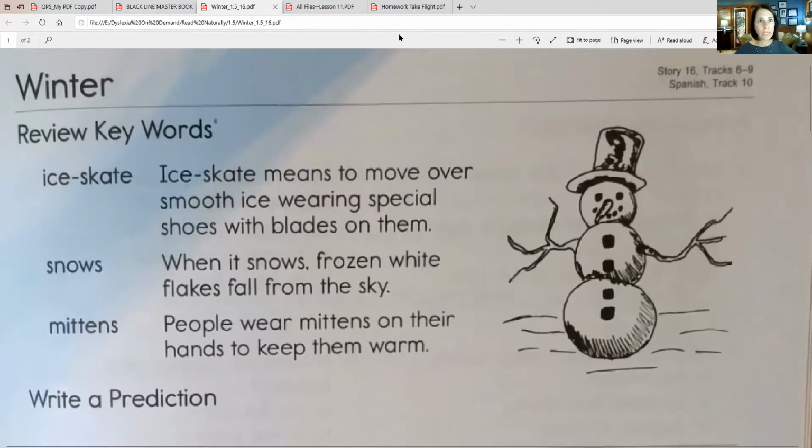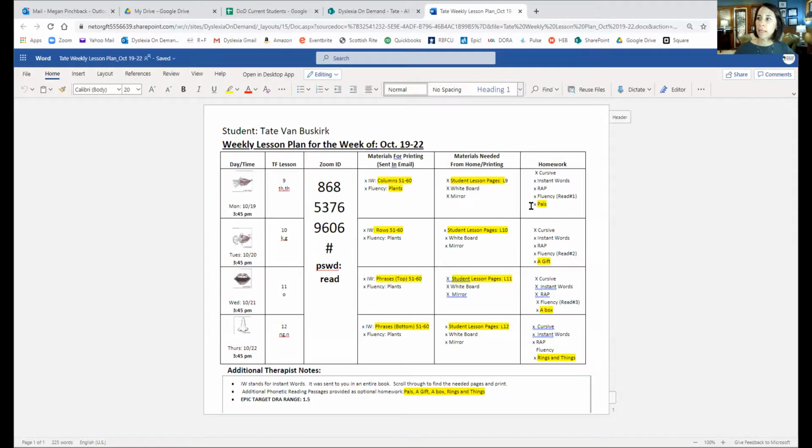And the last little bit to do is I'm going to go ahead and show you on the lesson plan. Notice that there is a yellow highlighted PALS, a gift, a box, rings, and things. These are just supplemental phonetically supported passages that the therapist gives you as an opportunity for something to use during that read 20 minutes check mark on here. You can, of course, choose to read whatever it is that you want with your child. That can be shared reading also, okay? That can be some kind of assisted reading.